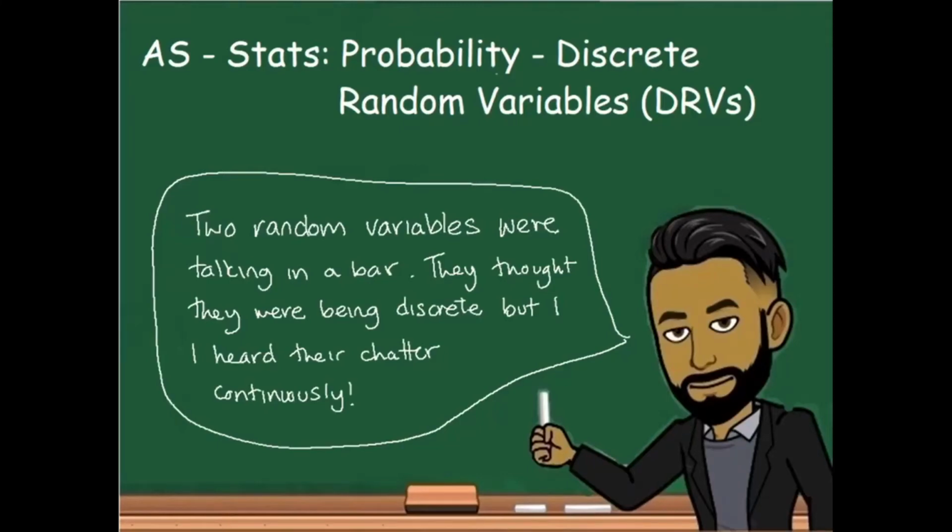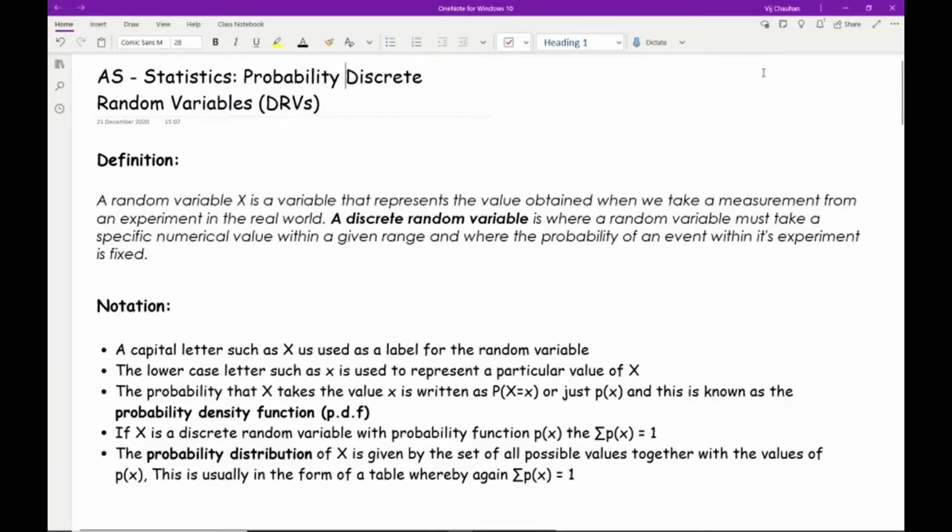So in this video looking at AS statistics, we'll be focusing on probability, with the emphasis on discrete random variables. Now this topic, depending on your syllabus, might be a standalone topic or might be included in the probability section. So as mentioned, discrete random variables may be included as a standalone topic on your AS syllabus, or it might be included in the probability section.